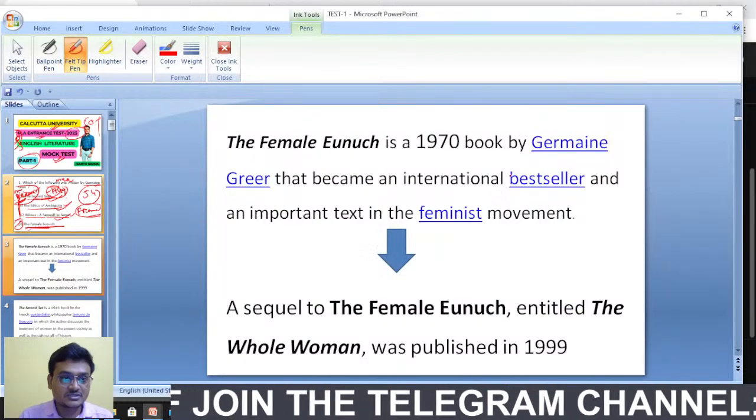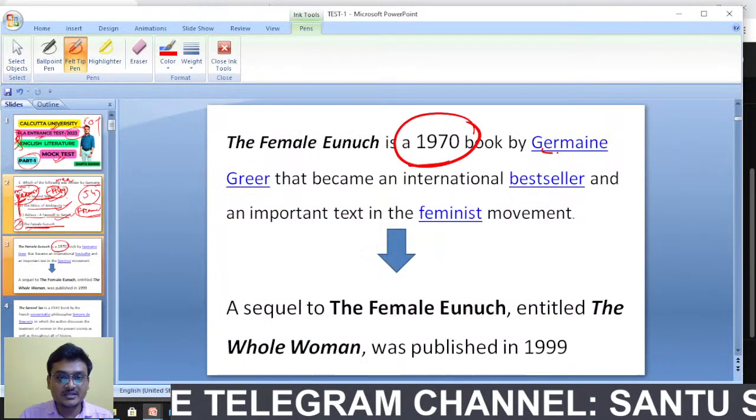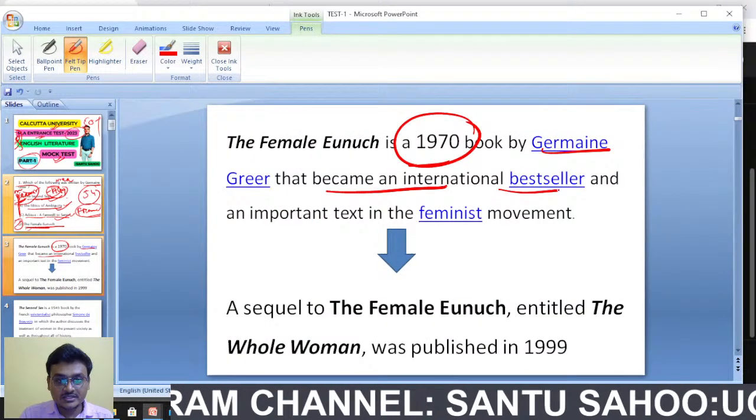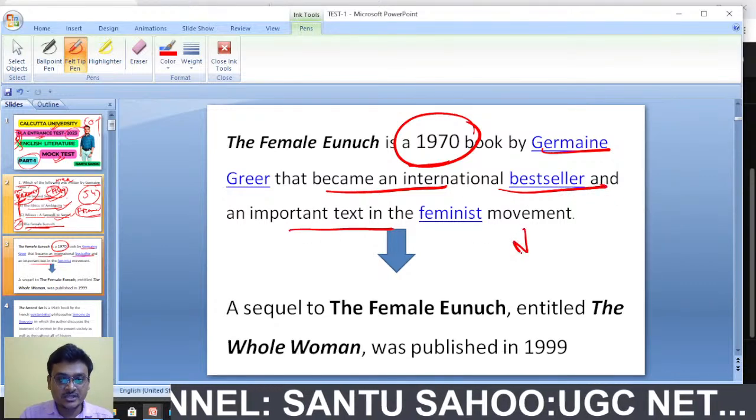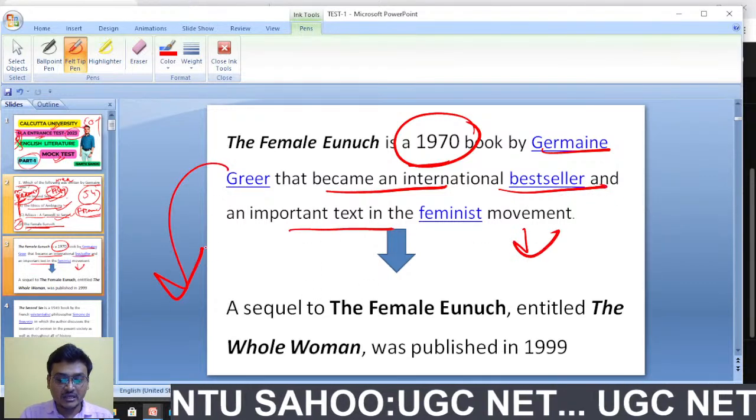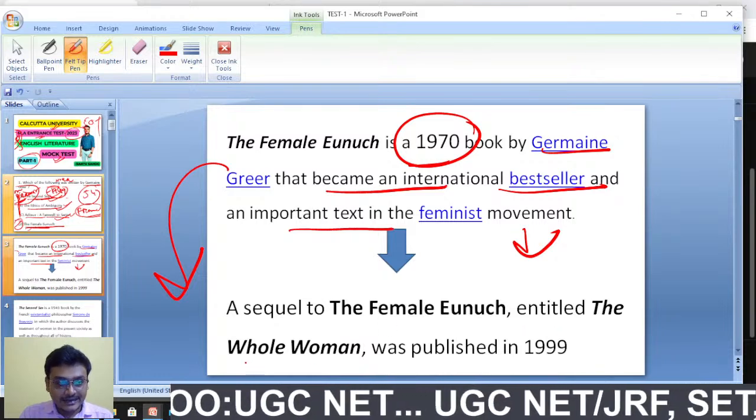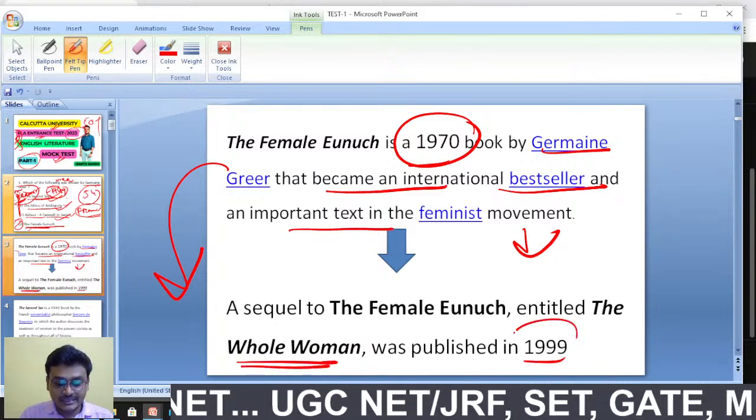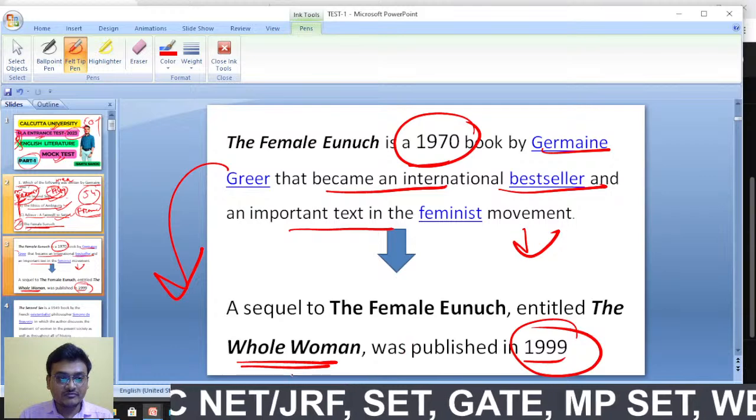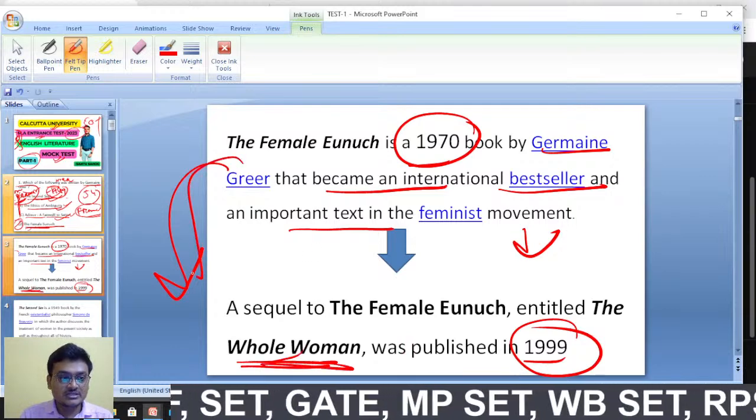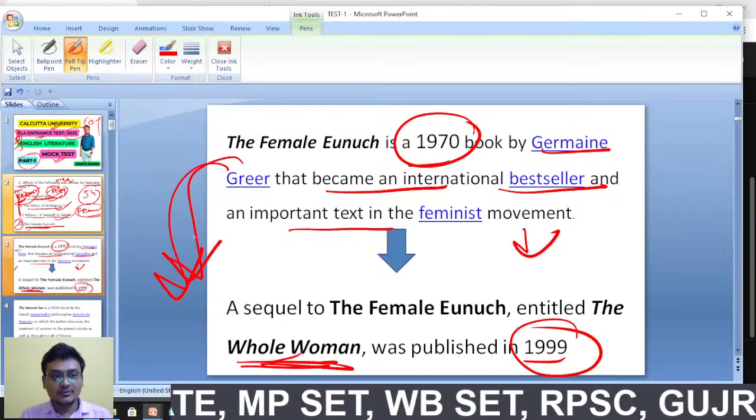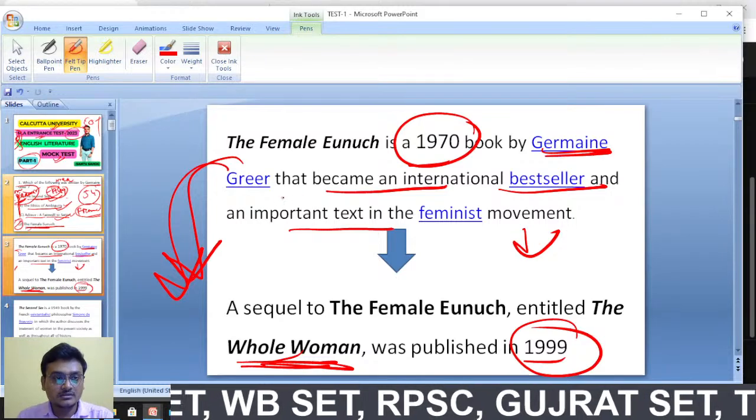And here is the explanation. The Female Eunuch is a 1970 book by Germaine Greer that became an international bestseller and an important text in the feminist movement. Its sequel is entitled The Whole Woman, published in 1999. The Whole Woman is the sequel of The Female Eunuch by Germaine Greer.